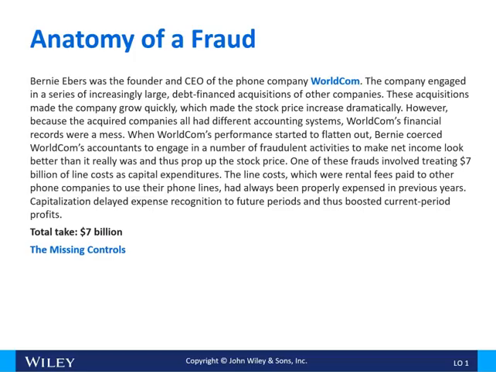One of these frauds involved treating $7 billion of line costs as capital expenditures. The line costs, which were rental fees paid to other phone companies to use their phone lines, had always been properly expensed in previous years. But since they capitalized that $7 billion, they were able to delay the expenses recognized in the financial periods to future years, and they boosted current period profits. So $7 billion.